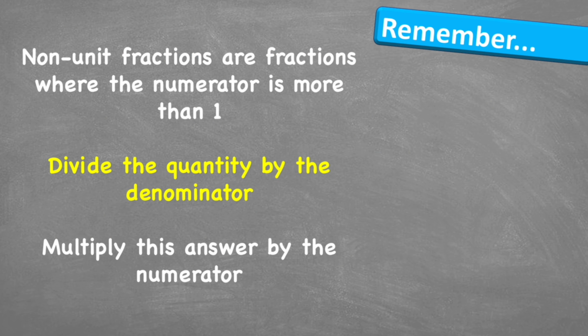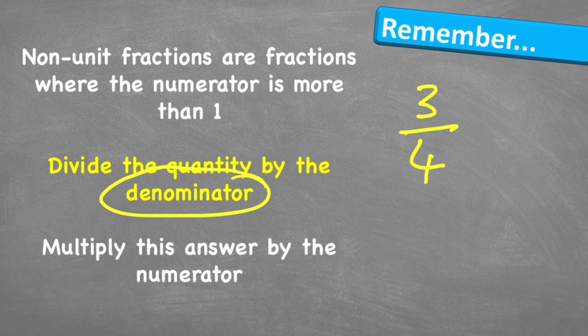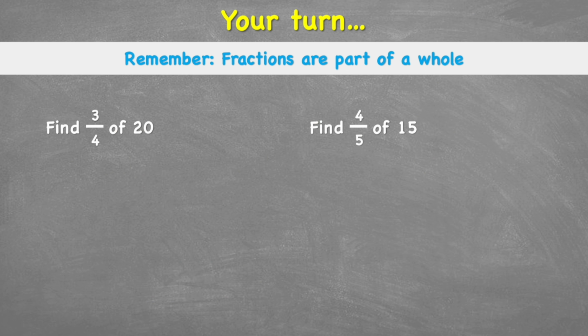Let's look at what to remember. Non-unit fractions are fractions where the numerator, the number at the top, is more than 1. So for example, 3/4. First, we need to divide the quantity by our denominator, the number at the bottom. Then we multiply this answer by the numerator. Simple! Let's see if you've learnt it.